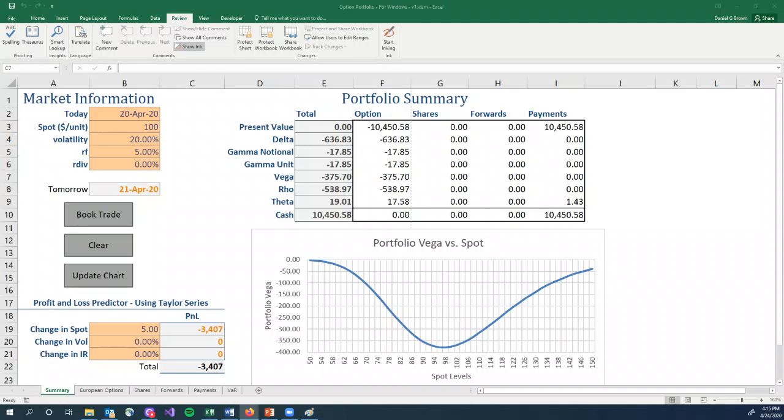If we're long an option, we have a positive Vega. If we're short an option, we have a negative Vega. We can offset a positive Vega and a negative Vega using options with different maturities or perhaps different strikes, and we can have no exposure to Vega in a portfolio if we so choose.